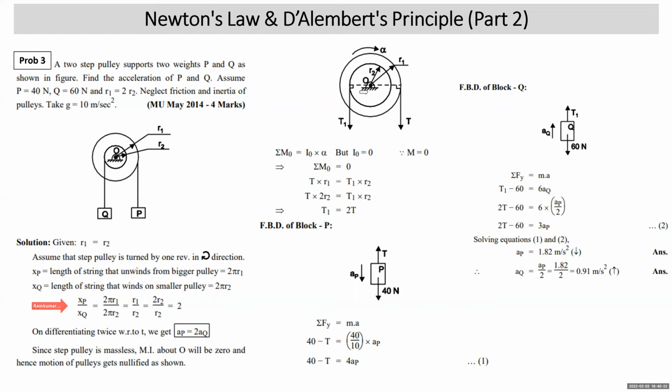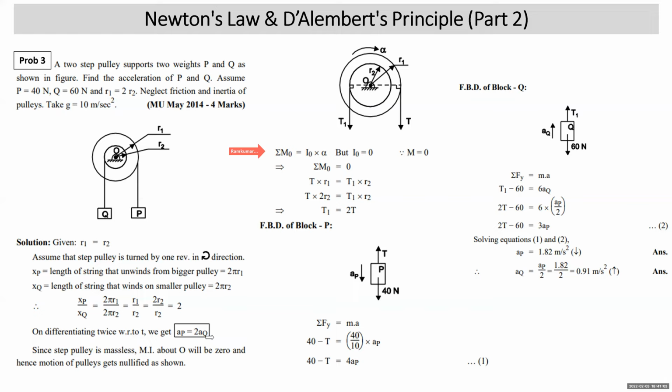If the mass moment of inertia is zero, then sigma MO is equal to IO into alpha, which is the equation of the rigid body comparable with T is equal to I into alpha. Sigma MO is the algebraic sum of the moments of all forces about the axis of rotation. IO is the moment of inertia about the axis of rotation, alpha is the angular acceleration. But since IO is zero, the right hand side becomes zero since it is massless. Sigma MO is zero. So T into R1 is equal to T1 into R2. Substitute the value of R1 as 2R2. R2 gets cancelled, you get T1 is equal to 2T.